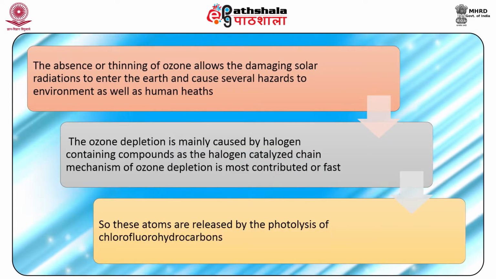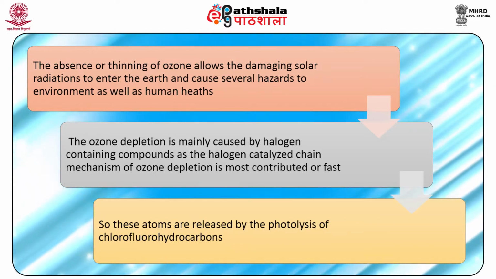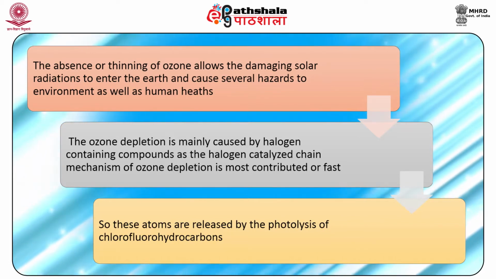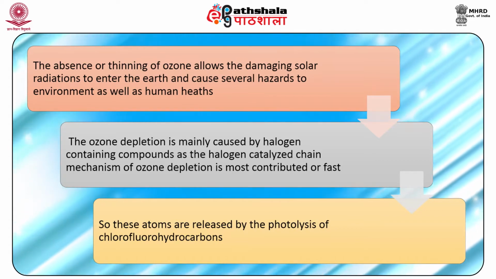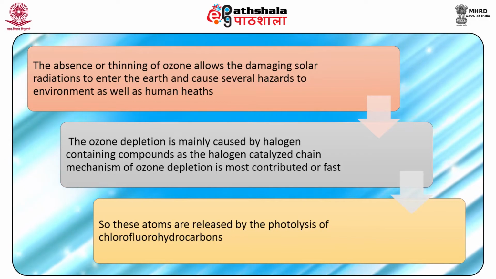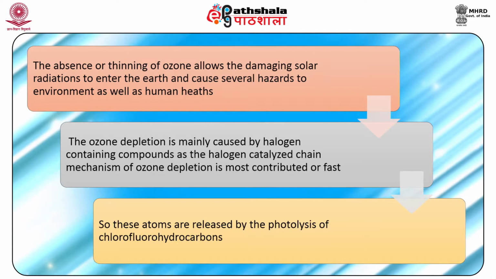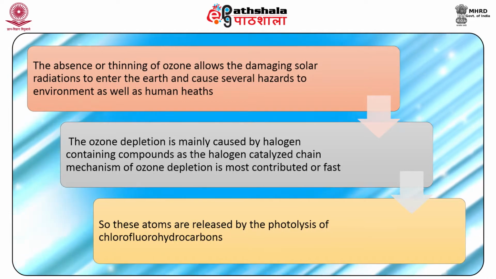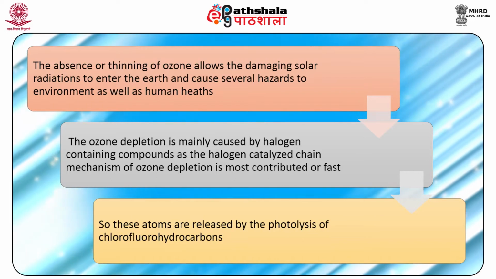The absence of ozone causes the damaging solar radiations to enter the earth and causes several hazards to the environment as well as human health. The ozone depletion is mainly caused by chlorine containing compounds, as the chlorine catalyzed chain reaction mechanisms help in ozone depletion and are the major contributor for that. So, these atoms are released by the photolysis of chlorofluorohydrocarbons.